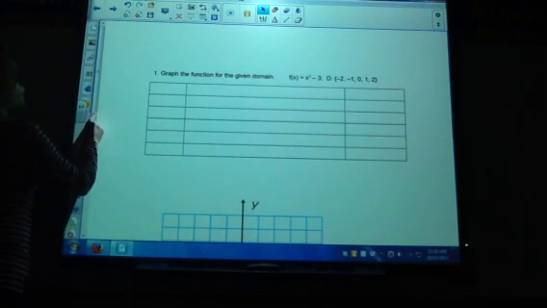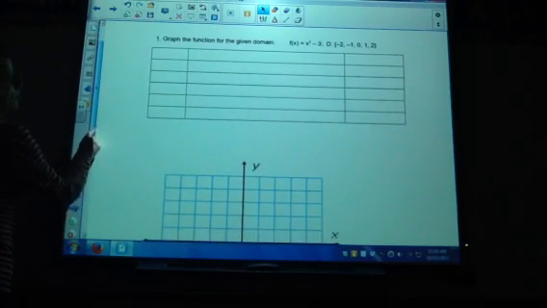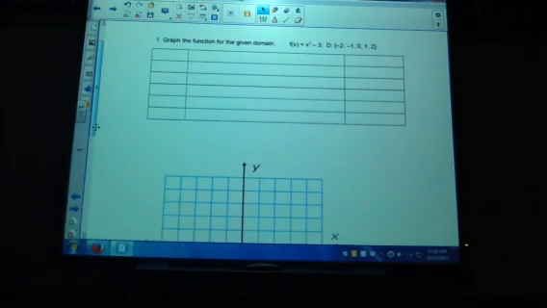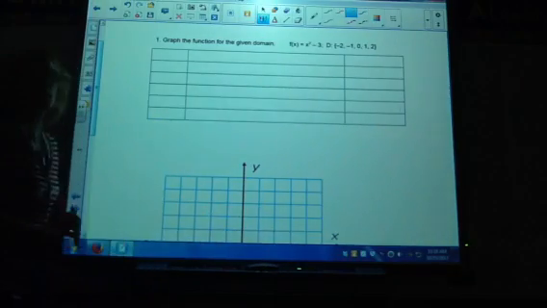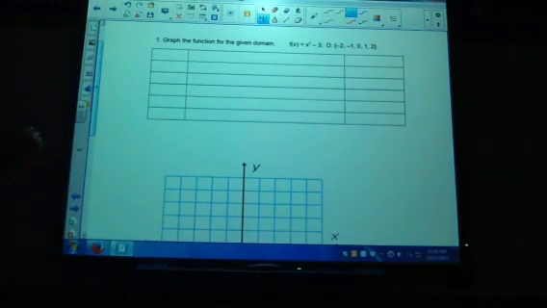Okay. Now, we're going to do the same thing we just did. And it's going to tell you what to input for your domain. So I'm going to be quiet and let you all work this one on your own. If you get stuck, you can look up here.